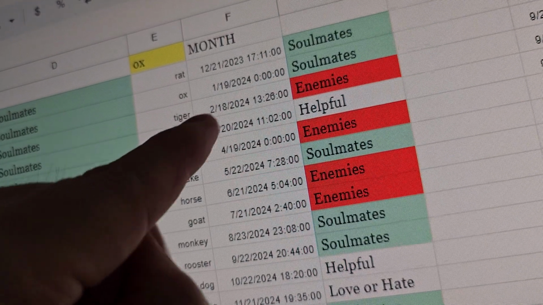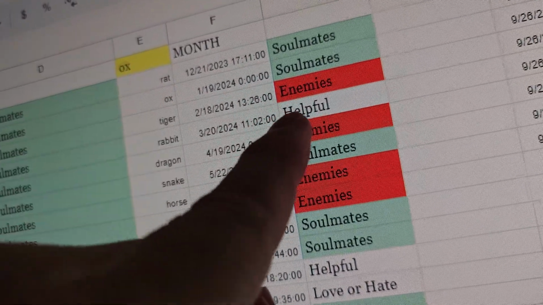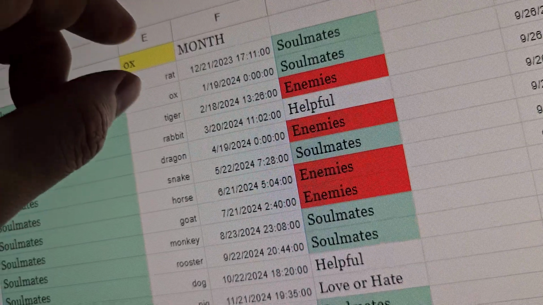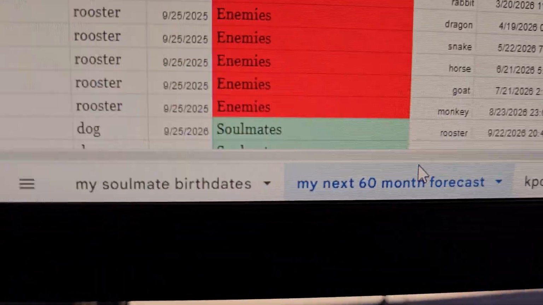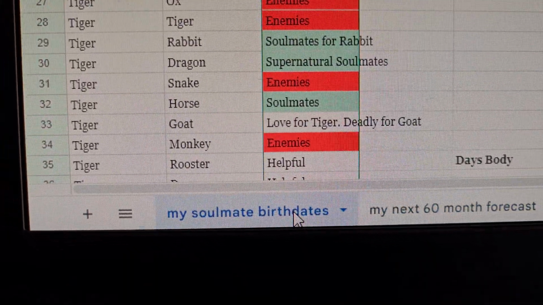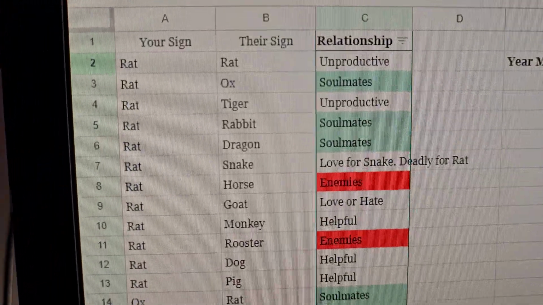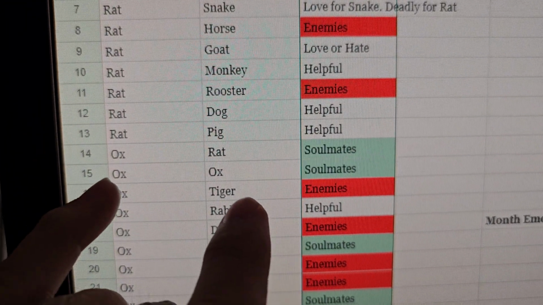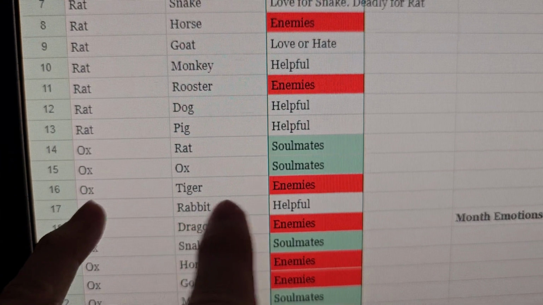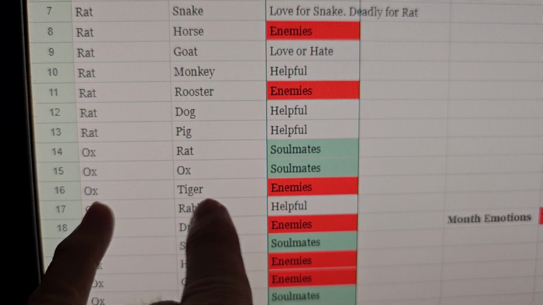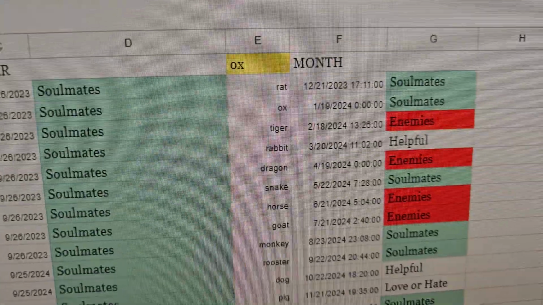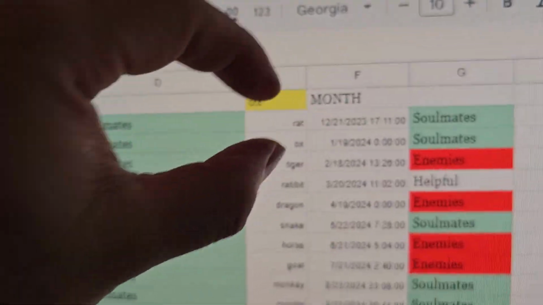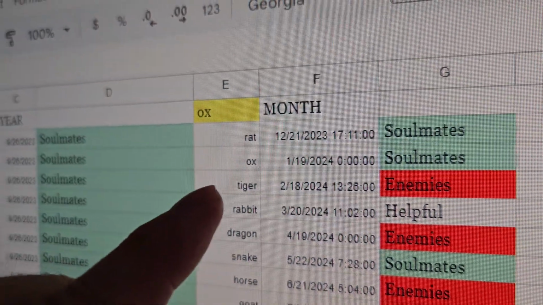Next month is bad because it's tiger. Ox and tiger are enemies. How do you know ox and tiger are enemies? Same way. You go back to this sheet and you realize ox, tiger, enemies. So now you go back to here, and whenever a user enters ox and they fall on a tiger month, they are enemies.